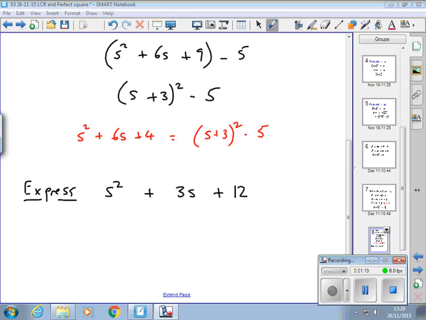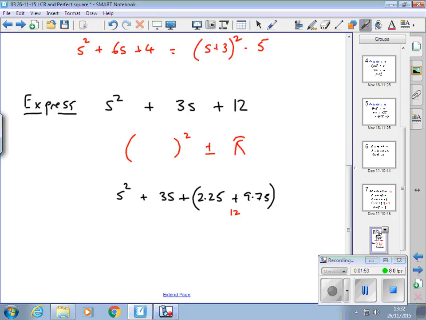Try this one. I'll pause this video. Look at what we've been doing. I've made it a bit more awkward this time because this is an odd number. So express it as a perfect square. Half the 3. Then what have I got to add? What should this number be? And then think of the remainder. So express it as a perfect square, something squared, but then plus or minus some remainder. And I'll just pause this while you do it.